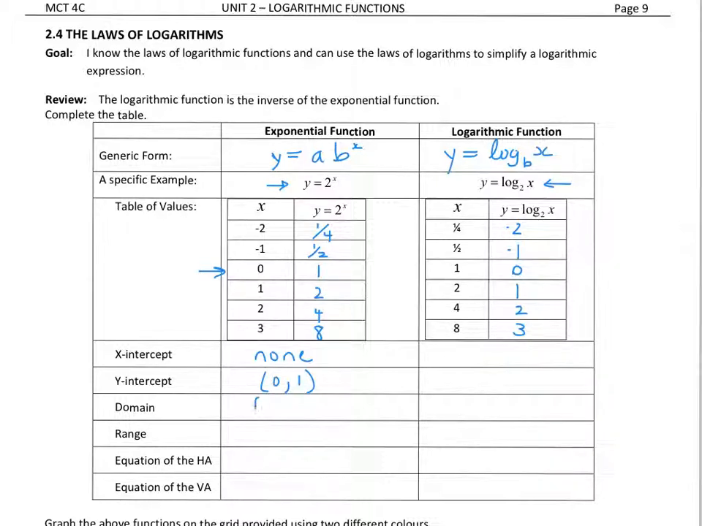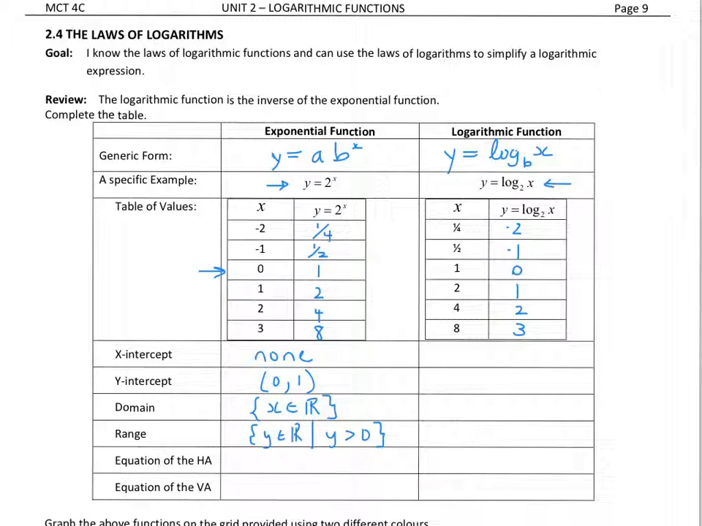Our domain on this one is just going to be all real numbers. There's no restriction to it. When you sketch your function down below on the grid, you're going to remember that it goes on forever in both directions, to the left and to the right. Now your range will be all real numbers again, but such that our y is going to stay greater than 0. It stays positive there.